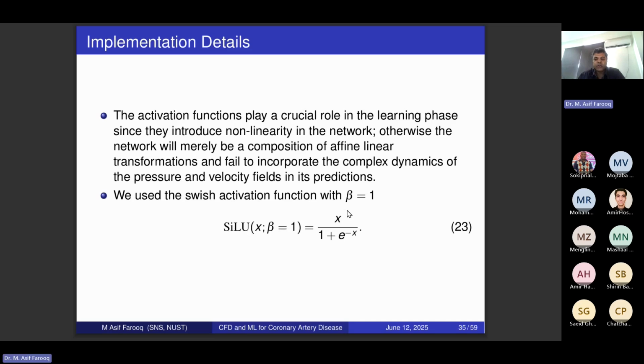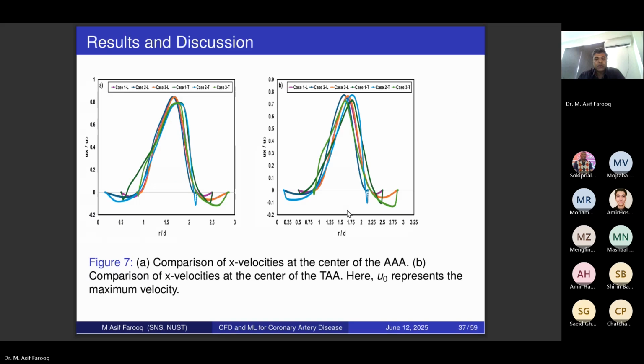And these are the activation functions. So this is the result. For example, you can see that on the y-axis, we have the velocities. First, we want to show you how the velocities behave in the aneurysm. Where is the aneurysm over here? The aneurysm is over here at this position, from 0.1 to 1, there is an aneurysm.